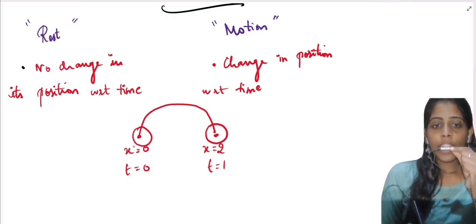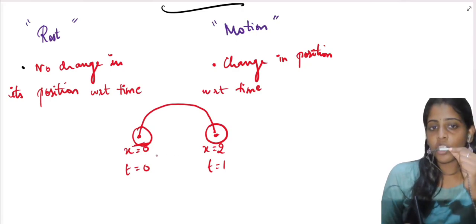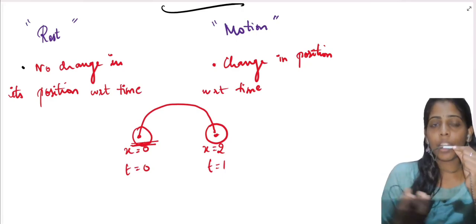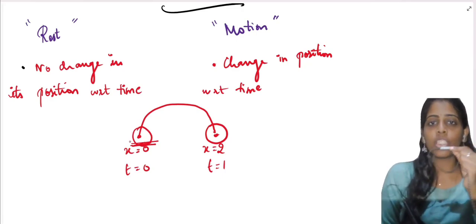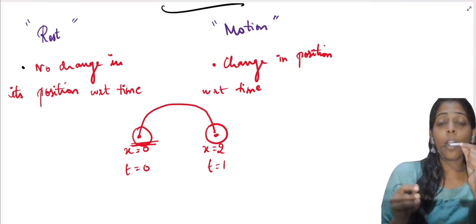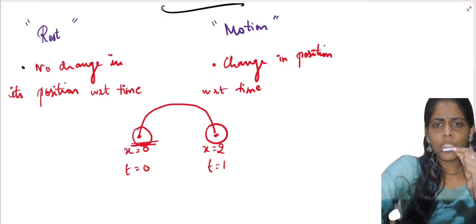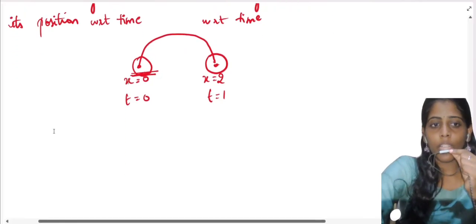So if the object does not move from its position and remains in the same position with respect to time, even after a certain time interval, it means that the object is in rest. Okay, it sounds simple, right? But it is not that simple.